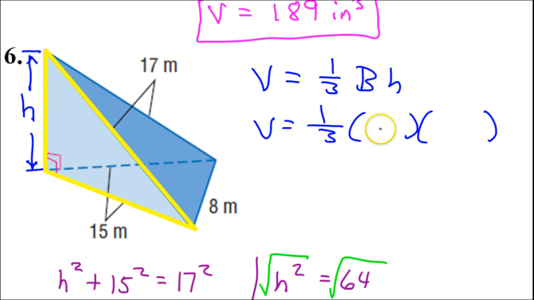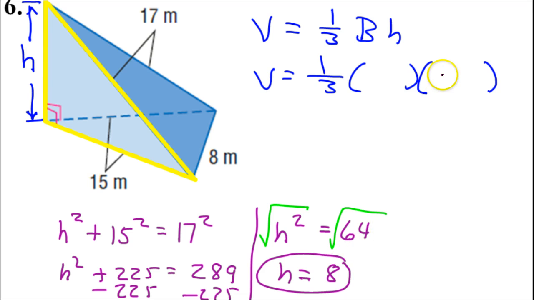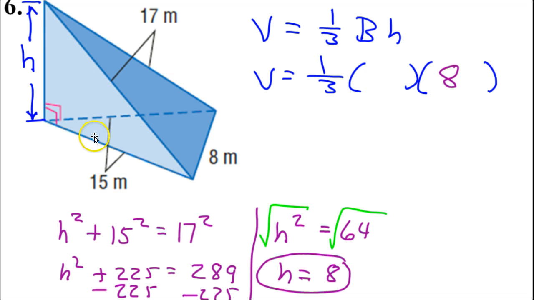So we need the area of the base times the height. So we now found that the height was 8, so we can put that in. Now we still need the area of the base. Now the base of the pyramid is this triangle that's here on the bottom. So here's the base. So we need to find the area of this triangle.